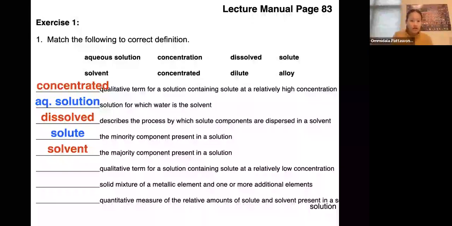The next one is the qualitative term for a solution containing solute at a relatively low concentration. This is what we refer to as dilute. A solid mixture of a metallic element and one or more additional elements is an alloy. So an alloy is a solid mixture. The quantitative measure of the relative amount of solute and solvent present in a solution is concentration. You will need to understand these terms because I'm going to refer to this terminology a lot throughout the whole chapter 11.